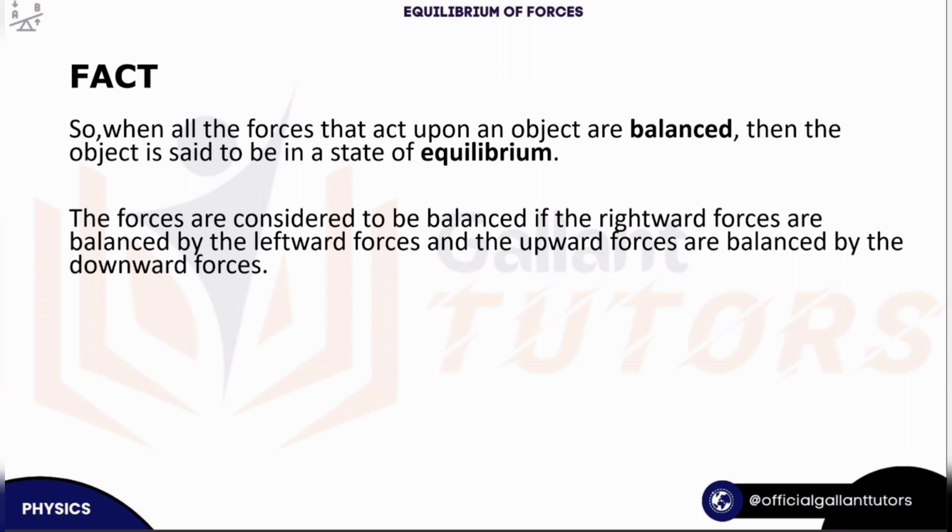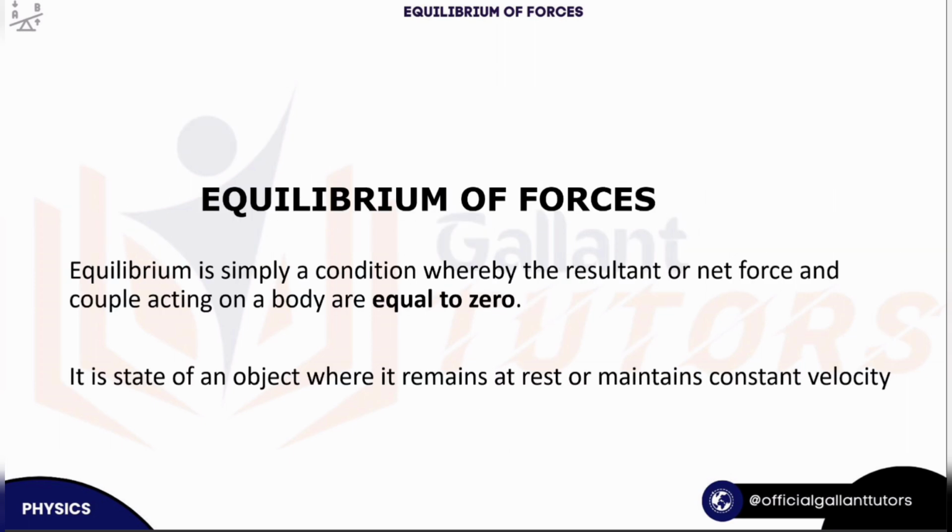All right, equilibrium of forces proper. Now we're entering into the real task, the real job. Coming over again, equilibrium is simply a condition whereby the resultant of the net force acting on an object is equal to 0. So net force is equal to 0 in equilibrium. Good. So it is a state of an object where it remains at rest or maintains constant velocity. I know you are telling me, oh wow, constant velocity, how come? It's related to equilibrium, but we are getting there.